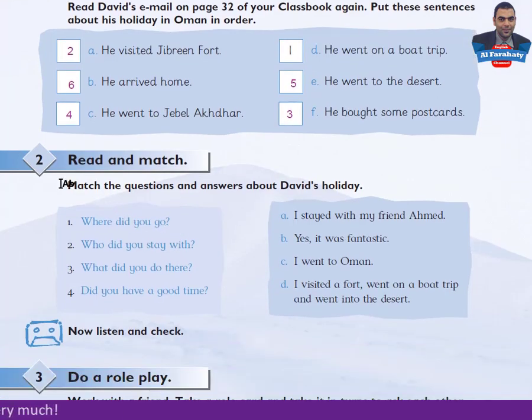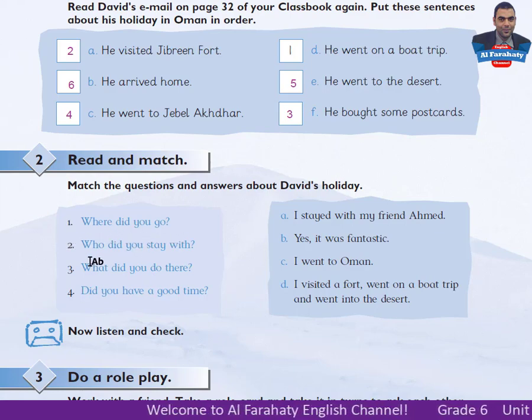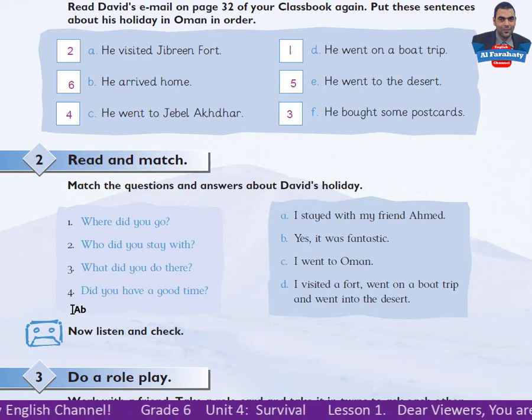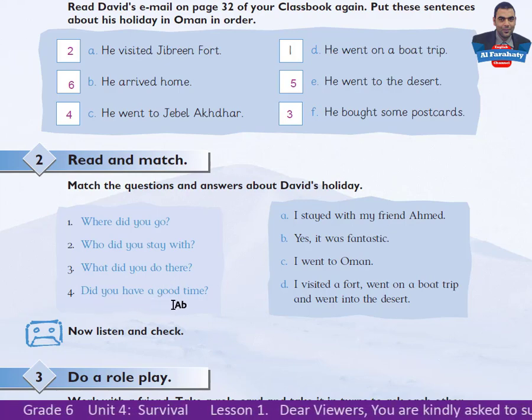Activity 2. Read and match. Match the questions and answers about David's holiday. We have here 4 questions and we have 4 answers here. You are asked to match the questions and the answers. Let's read. 1. Where did you go? 2. Who did you stay with? 3. What did you do there? 4. Did you have a good time?